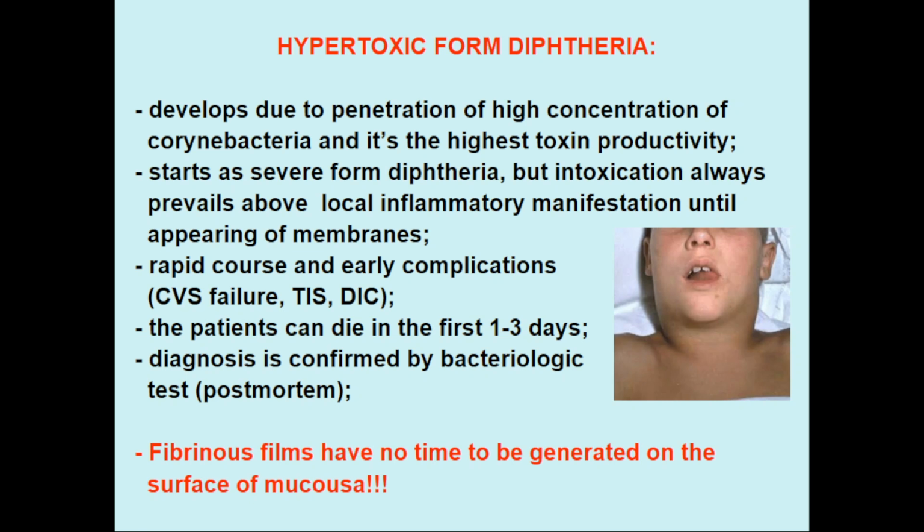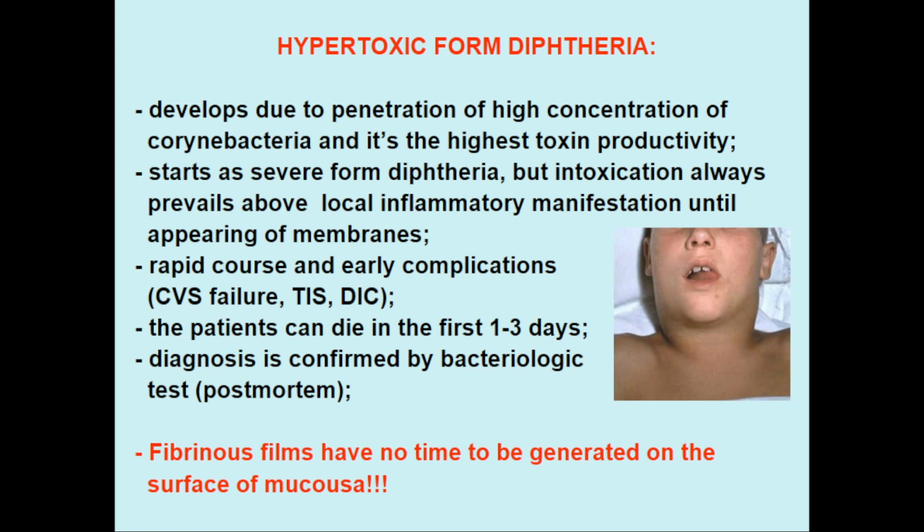And the hypertoxic form of diphtheria, of course, is the most dangerous, the most lethal. It develops due to penetration of a high concentration of Corynebacteria and its highest toxin productivity. It starts as a severe form of diphtheria, but intoxication always prevails over the local inflammatory manifestation until the appearance of membranes. Rapid course and early complications: cardiovascular failure, infectious toxic shock, disseminated intravascular coagulation. The patient can die in the first 1 to 3 days.